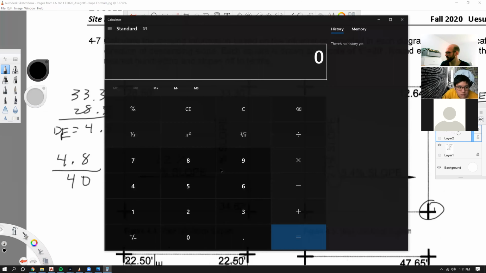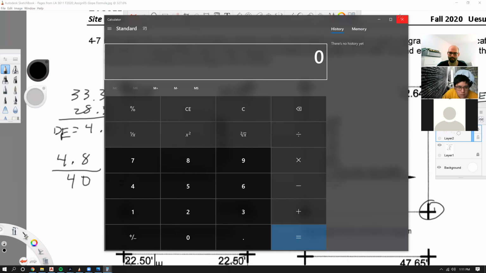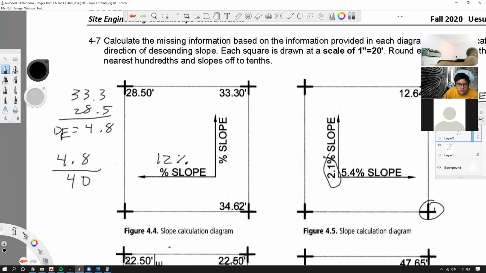I should really have a calculator. Let me grab my calculator. I actually have one. One second. Oh wait, I have a phone. Phone's closer.